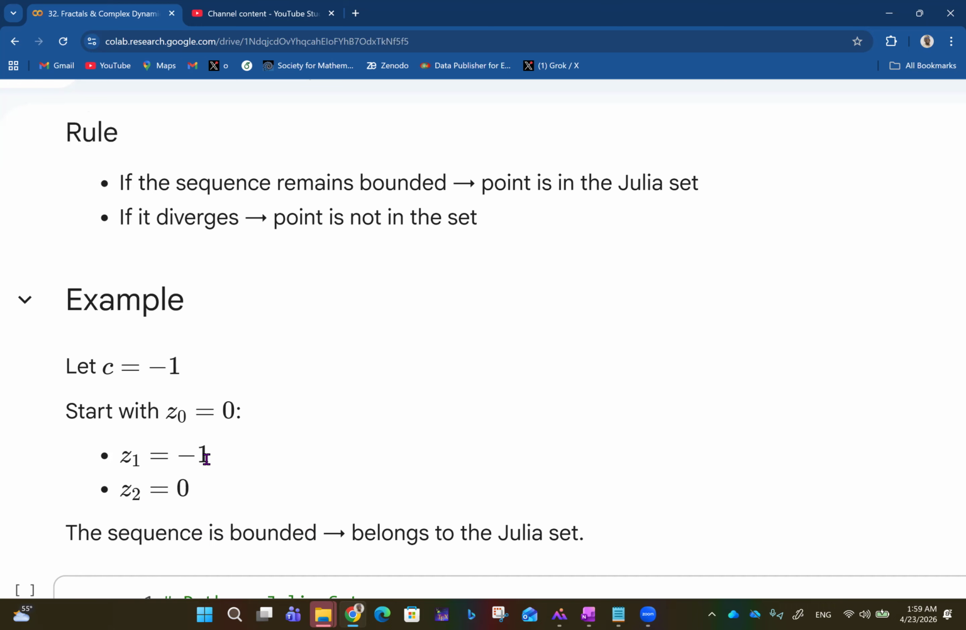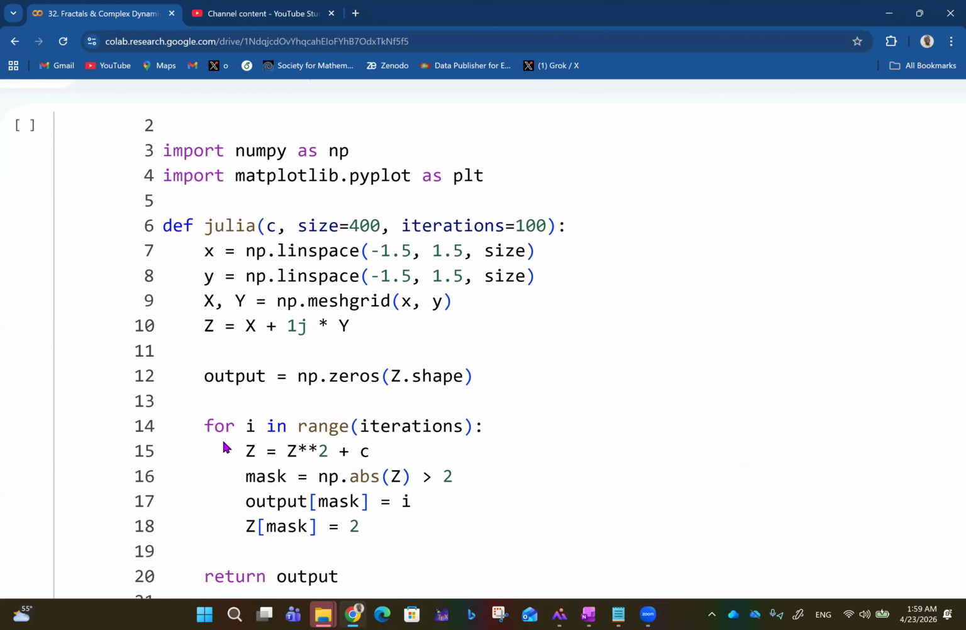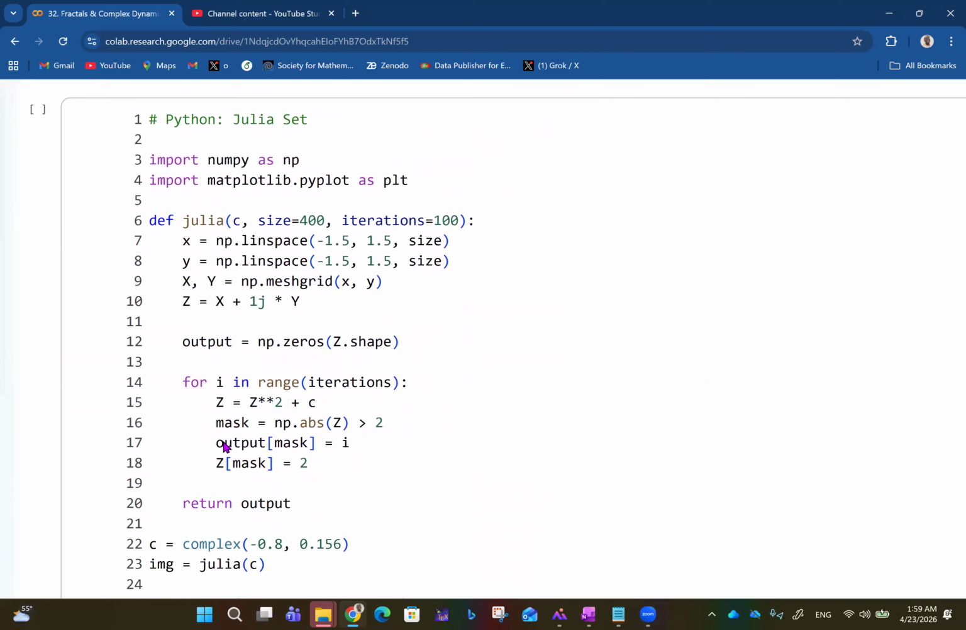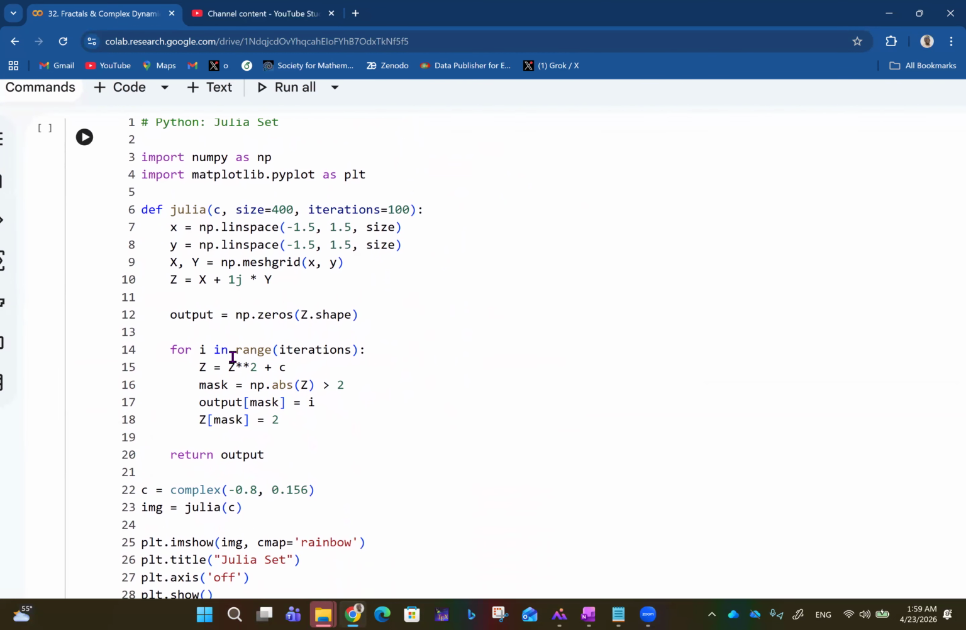It is bounded in the sense that you have minus 1, you have 0, you have minus 1. So it is established that you're either going to get 0 or minus 1. So the minimum value you are going to get is minus 1 and the maximum is 0. Because it is bounded and it belongs to the Julia set, we can visualize that. So imagine that you have this code here for the Julia set.